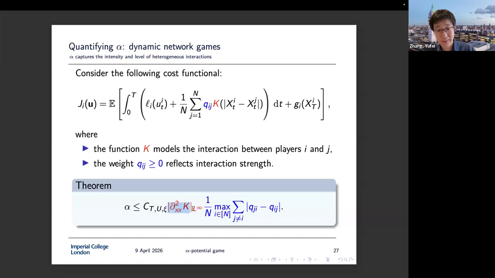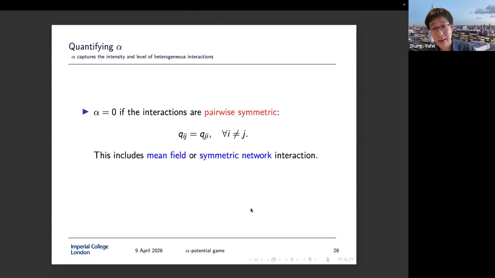It depends on the curvature of the interaction kernel, and also depends on the pairwise asymmetry of the interaction weight. In particular, if the interaction is pairwise symmetric, in the sense that if you put all the interactions in a big matrix and this matrix becomes a symmetric matrix, in this case alpha is zero. So it is a potential game, and solving the corresponding control problem gives you a Nash equilibrium.